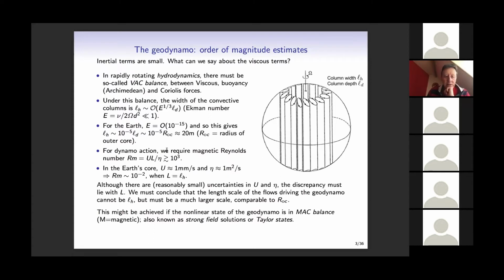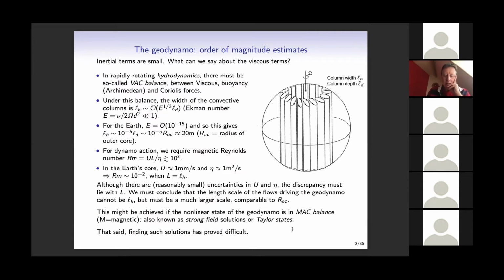you see, what I talked about here is essentially a kinematic dynamo argument where the flow would be in VAC balance. But you might argue, oh no, the magnetic field might come in and change the balance completely. And then you'd have what you might call MAC balance, in which you have a balance between magnetic, buoyancy and Coriolis, and no viscous. The viscous force is not important. These are known sometimes as strong field solutions. Sometimes they're known as Taylor states.